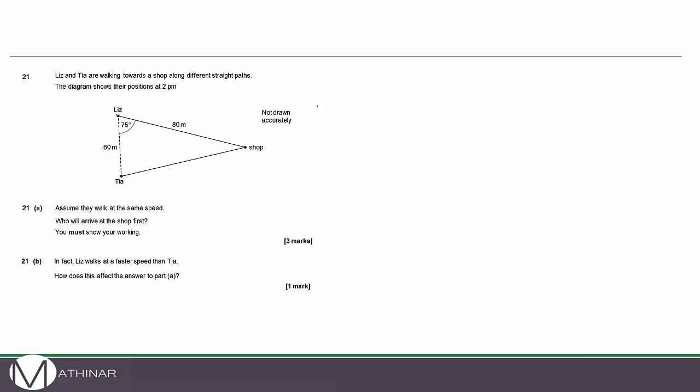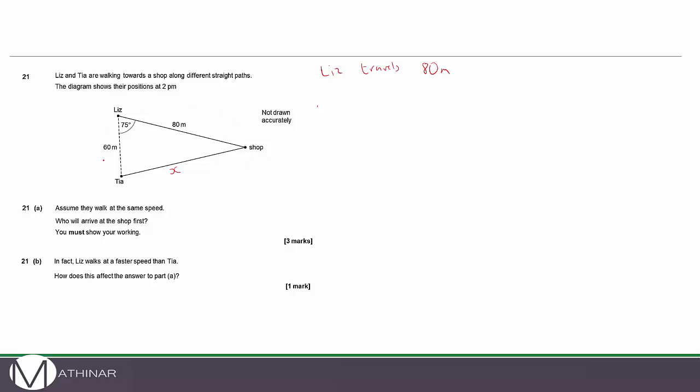Well, we know that Liz has to travel 80 meters. Now, since they both walk at the same speed, we need to find out if Tia needs to walk more or less than Liz does. So what we have here is a triangle, and we are trying to find out this missing length here. Let's call it x.